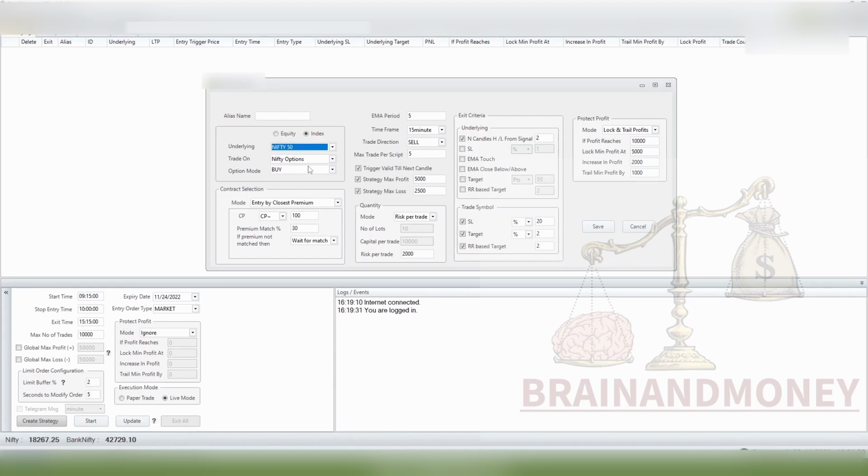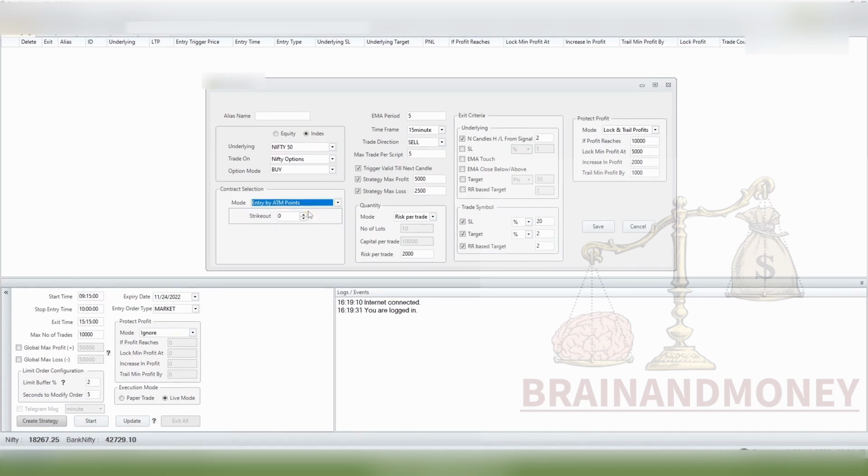So for options, now let's say there is a signal on the spot chart and you want to take the trade in option. Now which strike price to select? For that we have given two different options. One is the ATM point basis and one is the closest premium basis.